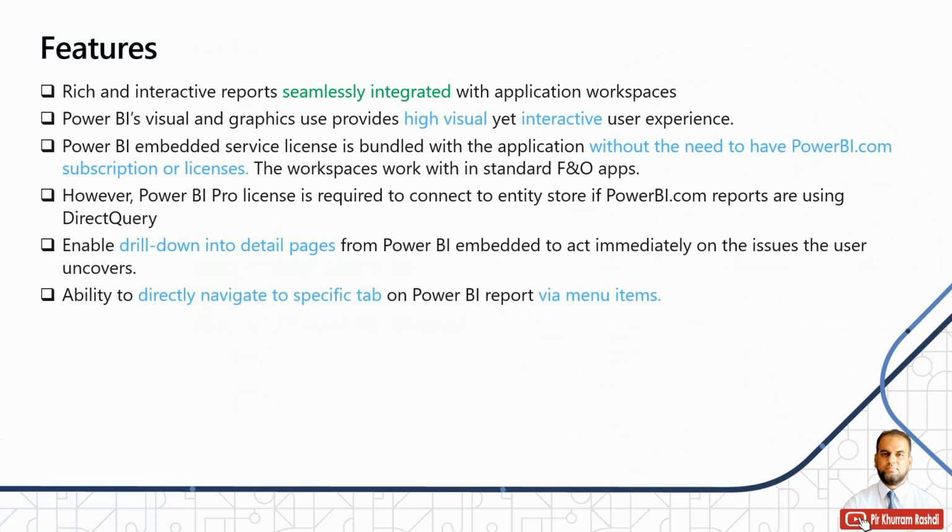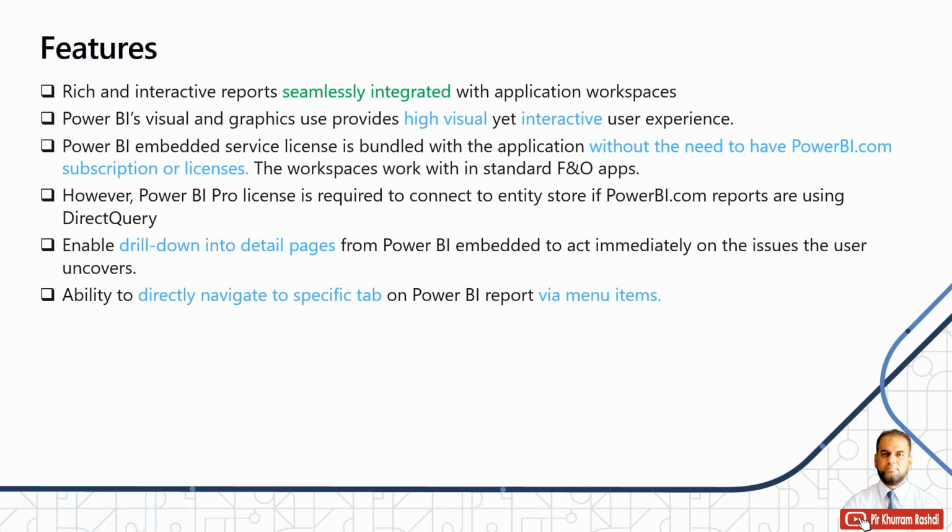Okay, then there is also the ability, when you are working in Power BI embedded, to directly navigate to a specific tab. That can be achieved through menu items. As you know, menu items are the links in F&O. Wherever you click, it will open an object like a page, a form, or a report. So display menu item, output menu item, and action menu item. These are the three kinds available in F&O.